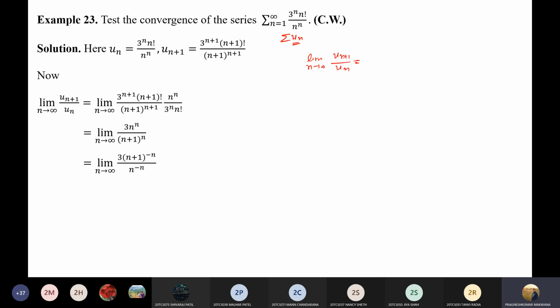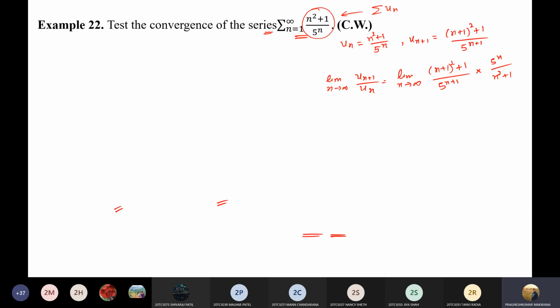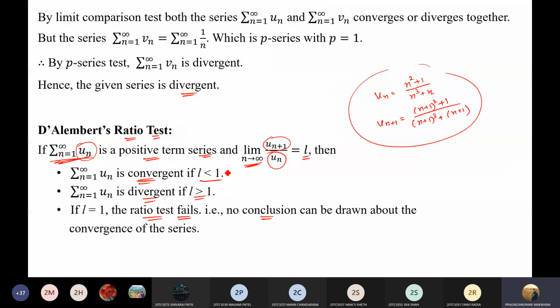Now here you can see that the answer of the limit is 3, which is greater than 1. Then the series is divergent. From the ratio test, greater than 1 means divergent by this ratio test. But some of the students say that it is convergent.